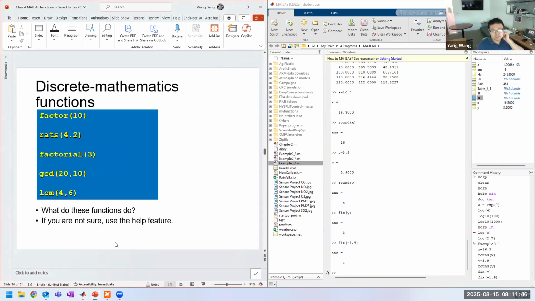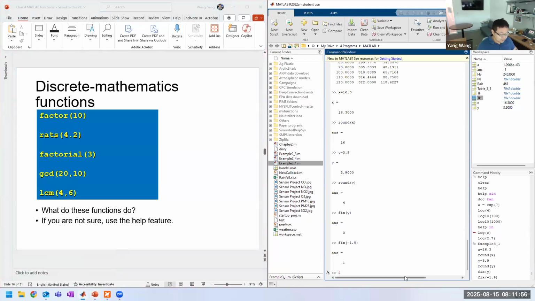And there are some other functions that can do additional calculations. For example, you can do the factorial calculation. If you do factorial of 4, it's just 4 multiplied by 3 multiplied by 2 multiplied by 1, right? So we know that it is actually 24, right? This is what the factorial function does.